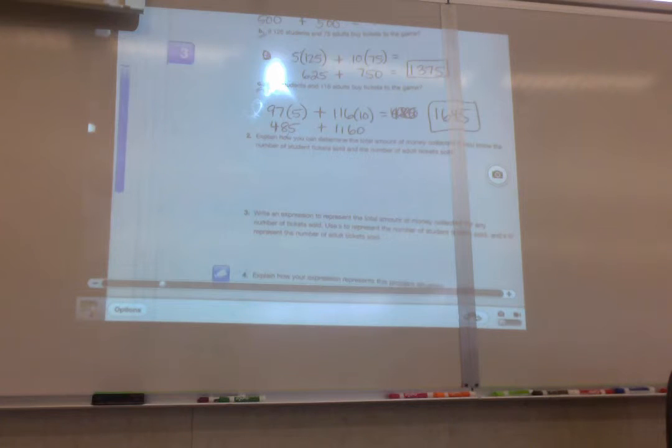I understand what you mean, but I think you need to be more specific. You need to say, because adults and students have different prices, right? So if you multiply just the total people, you get an answer. And you multiply the number of students and adults, and then you add the two sums.